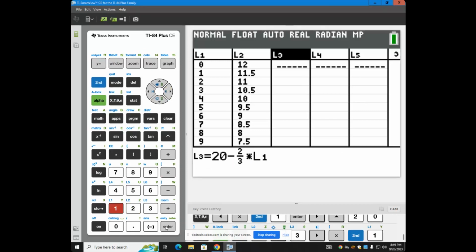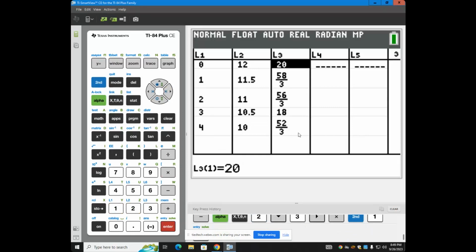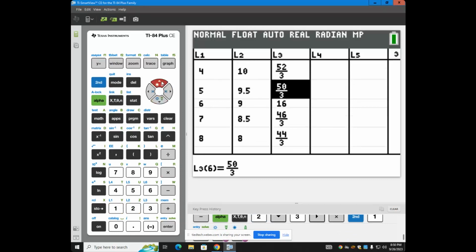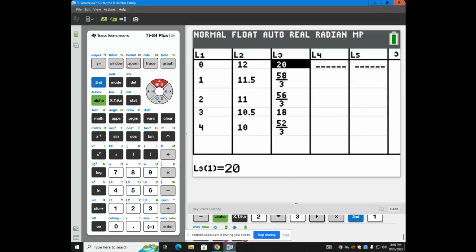If you notice, when you do it like that by using that fraction template, your data comes out really nice in these fraction bars. You can scroll down and we can see that. Okay, so just another good representation.